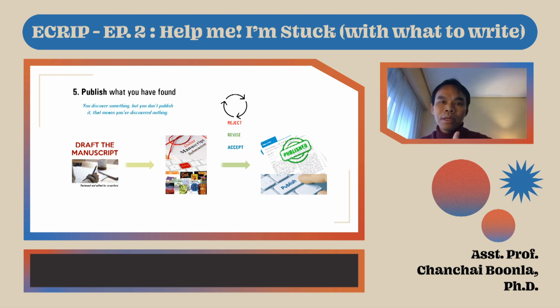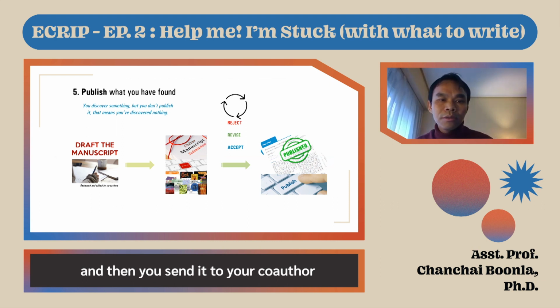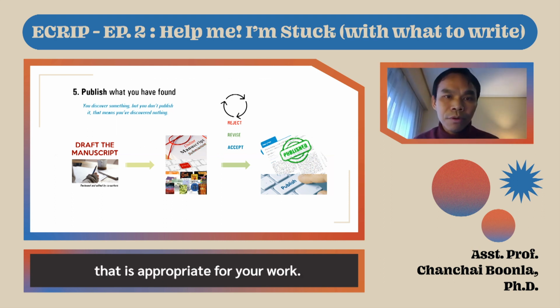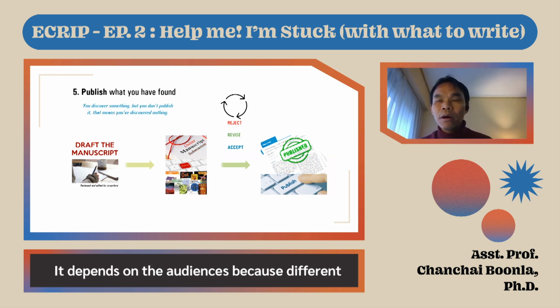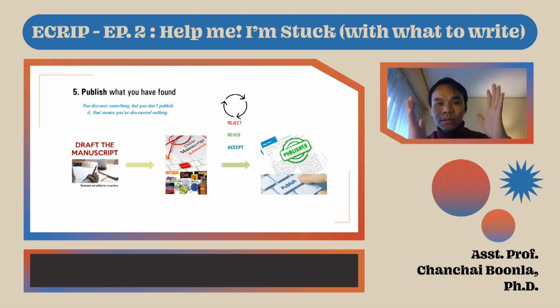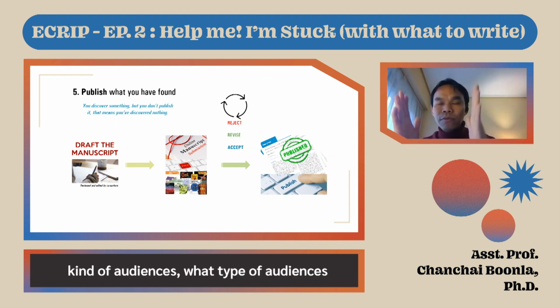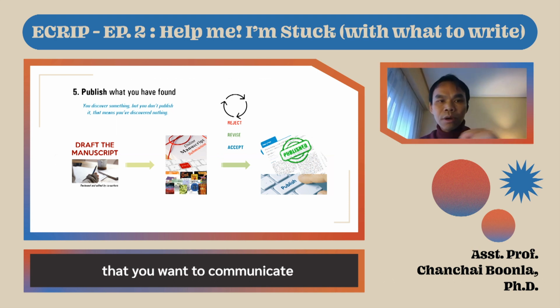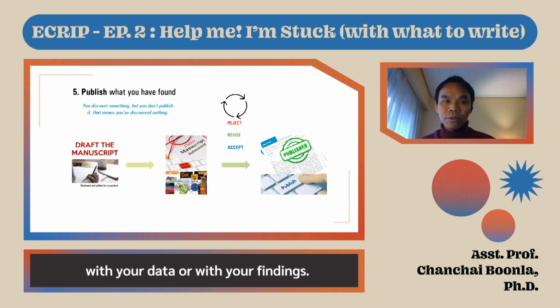You draft it up and then send it to your co-authors to read, review, and edit it, until you get the final draft ready for submission to the journals. You need to select a good journal appropriate for your work. It depends on the audience, because different journals have different readers. You have to decide what type of audience you want to communicate your data or findings to.